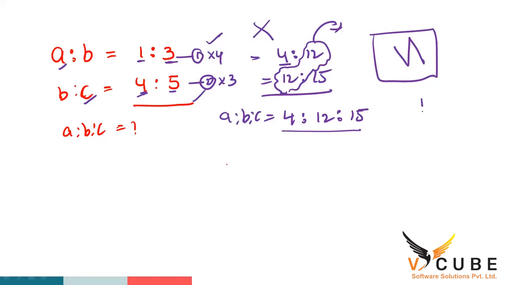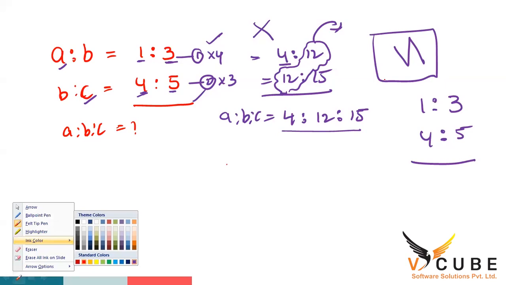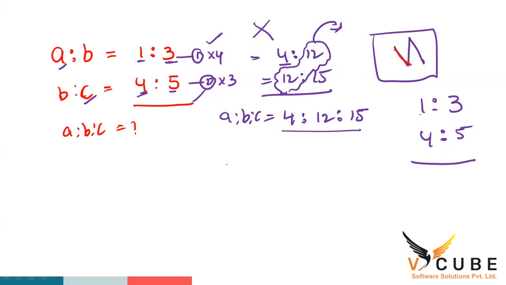Okay, right. Given information: A is to B is how much? 1 is to 3, and B is to C how much? 4 is to 5. Look at the screen, guys, carefully. First line: 1 into 4, 4. Second line: 4 3s are 12, and third line: 3 5s are 15. So the answer is 4 is to 12 is to 15. Clear, all of you?